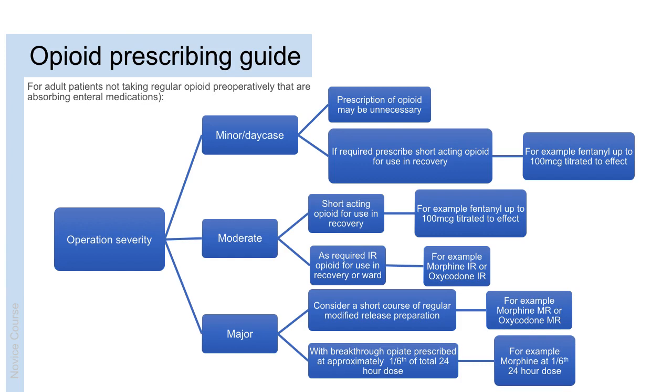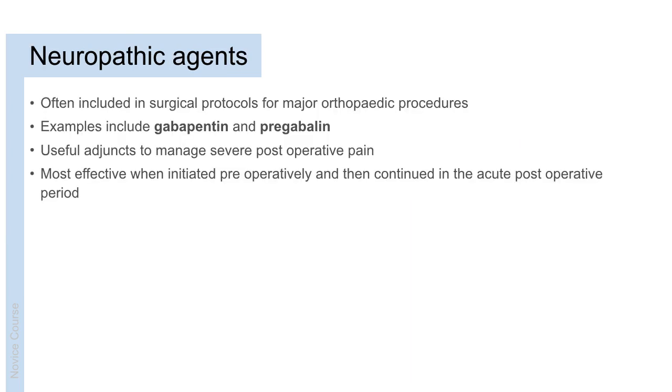And for more major operations with expected high severity of postoperative pain, you could consider prescribing a short course of a regular modified release preparation of an opioid, for example modified release morphine or oxycodone, with an appropriate prescription of a breakthrough dose of that same opioid, normally at approximately 1/6 of the total 24-hour dose.